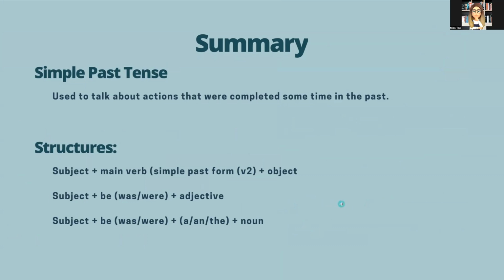Okay, so here's a bit of a summary. Simple past tense is used to talk about actions that were completed sometime in the past. The structures that we use: subject plus main verb, which is a simple past form, in other words, V2, plus the object, or subject plus the form of be in the past, such as was or were, plus an adjective, or the subject plus be in the past form, such as was or were, plus a, an, or the, plus a noun.